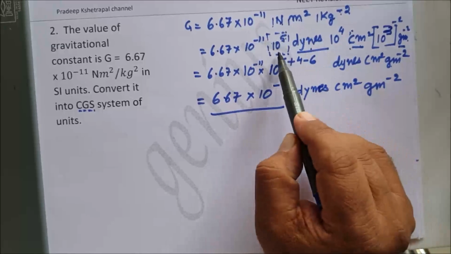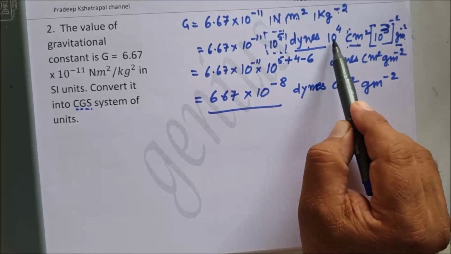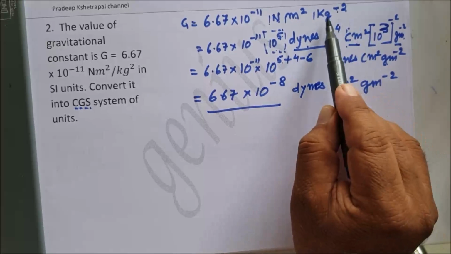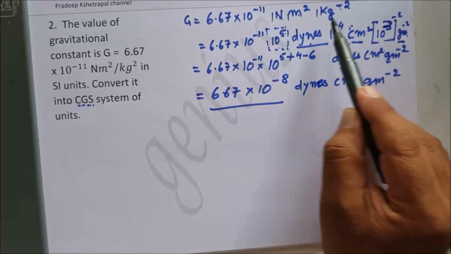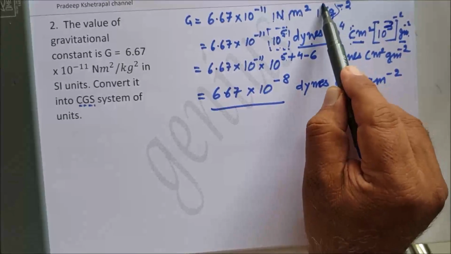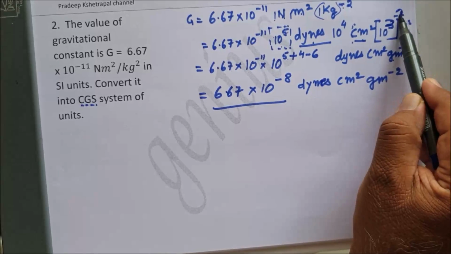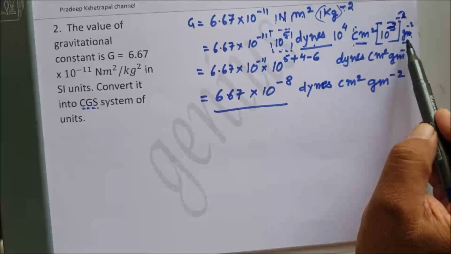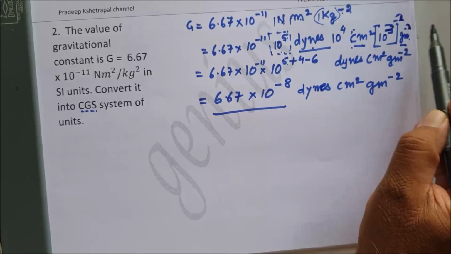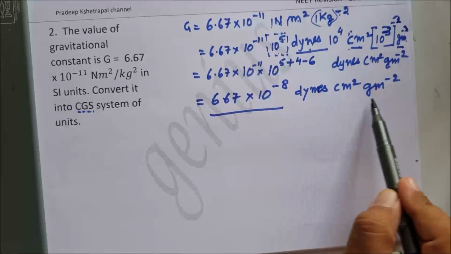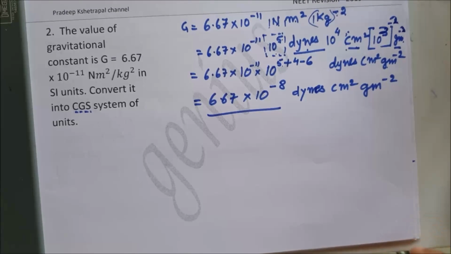So 1 Newton is 10 to the power 5 dynes, 1 meter square is 10 to the power 4 centimeter square, and per kg square is kg 10 to the power 3, and this whole thing is to the power minus 2. So this is gram to the power minus 2. So this is how we convert it into CGS system. Now we go to the next question.